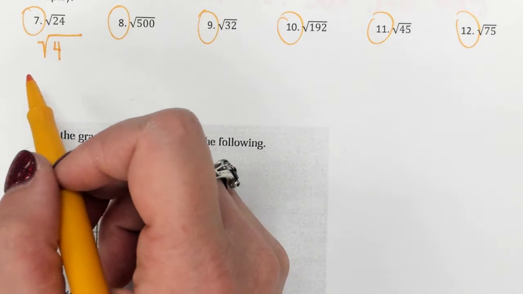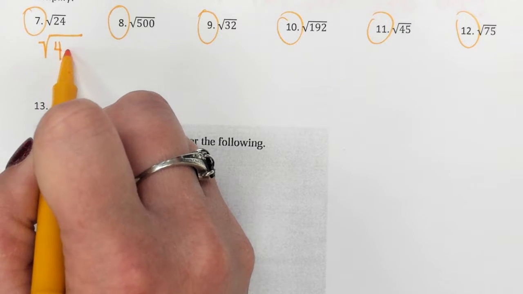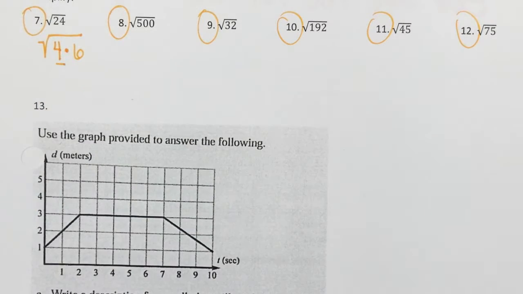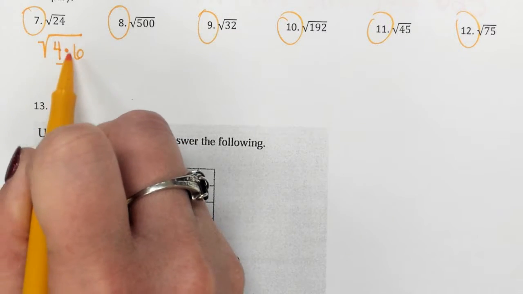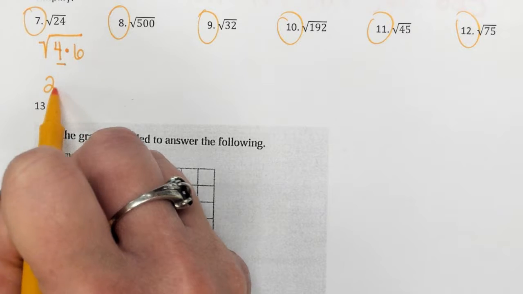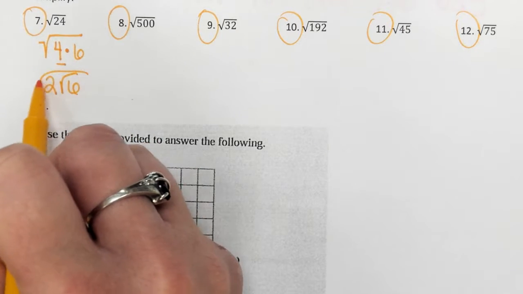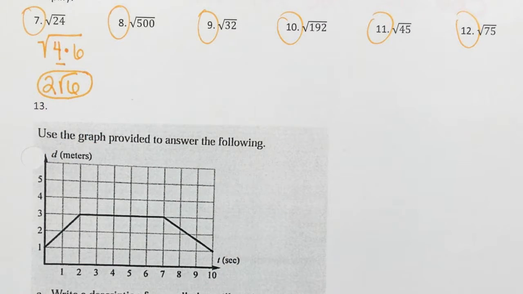Now 4 times what number is 24? 6. There you go. All right, so 4 is the perfect square. So what's the square root of 24? Off your phones. What's the square root of 4? 2. So it's 2 square root of 6.